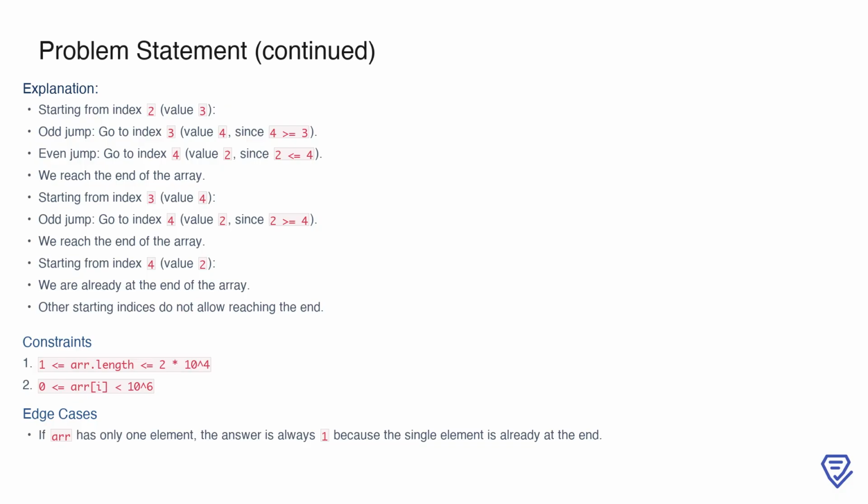Let's break this down. Starting from index 2, where the value is 3, the first jump is an odd jump. The smallest index j such that ARR j is greater than or equal to 3 is index 3, where the value is 4. The next jump, an even jump, takes us to index 4, where the value is 2. Since we've reached the last index, index 2 is good. Similarly, starting from index 3, an odd jump takes us directly to index 4, so index 3 is also good. Starting from index 4, we are already at the last index, making it good as well. No other indices allow for a valid path to the end.